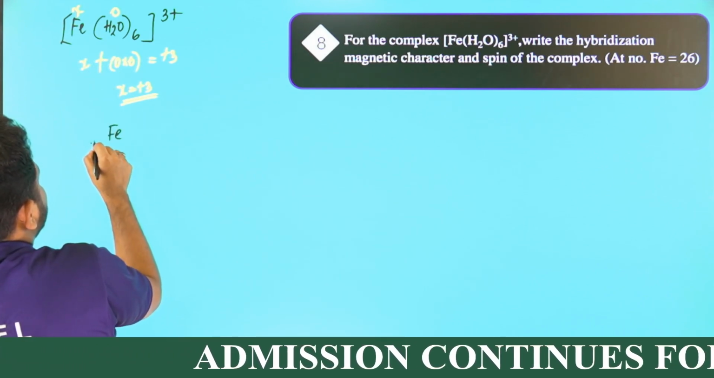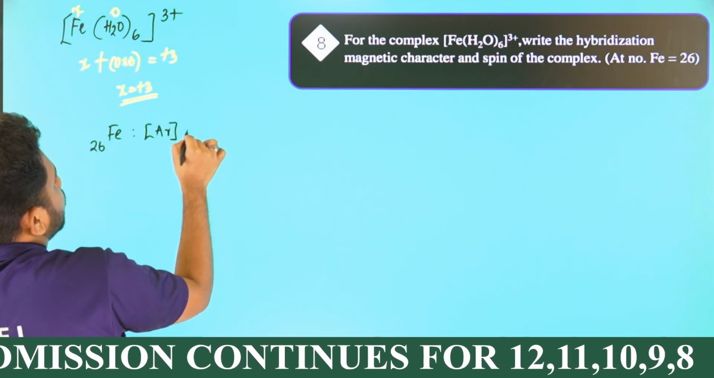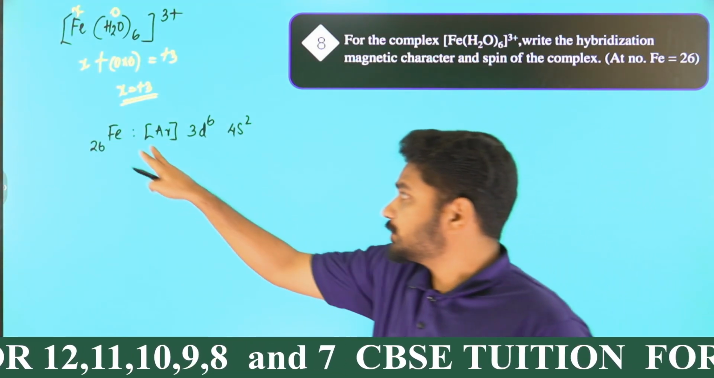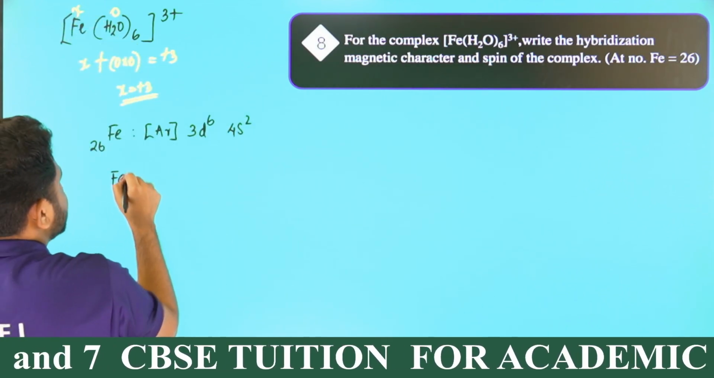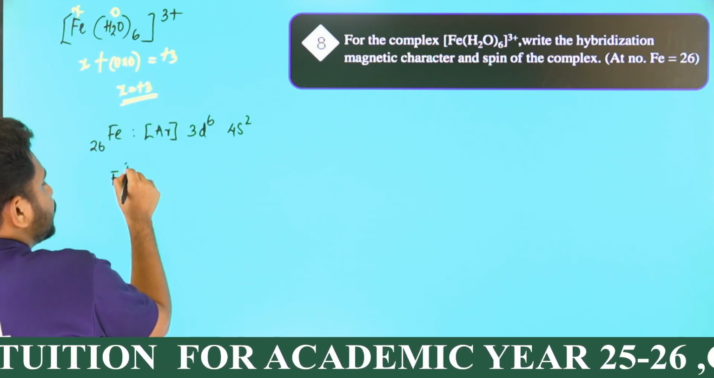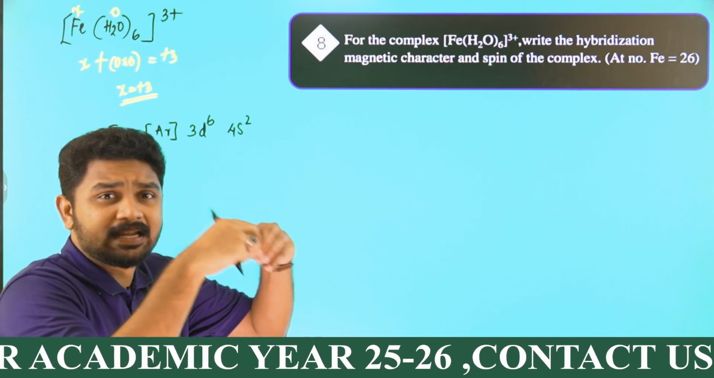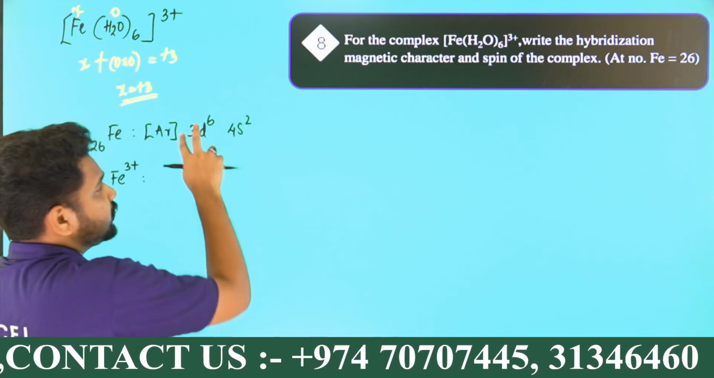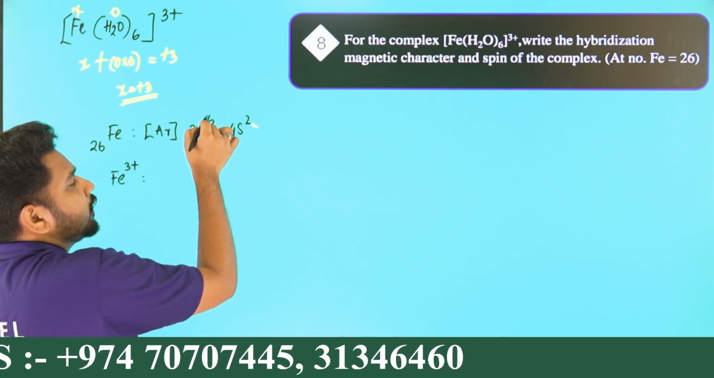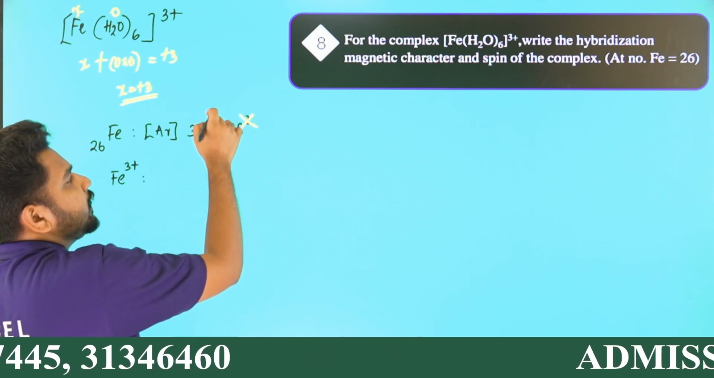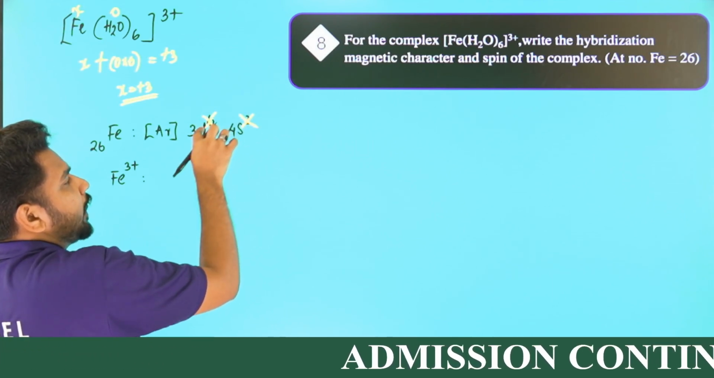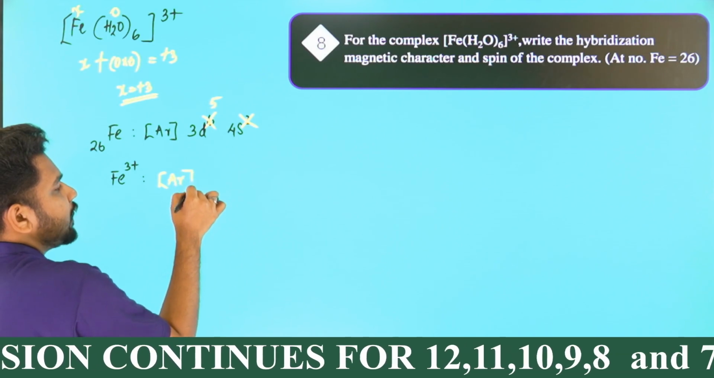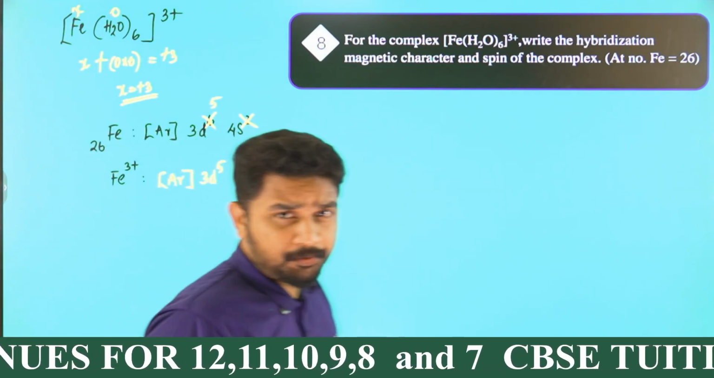Iron has atomic number 26, so the electronic configuration will be argon 4s2 3d6. But here iron has oxidation state plus 3, which means 3 electrons are lost. We remove 2 electrons from 4s and 1 electron from 3d. So 4s will be 0, and 3d6 becomes 3d5. That means for Fe3+ the electronic configuration will be argon 3d5. Hope you understood this.